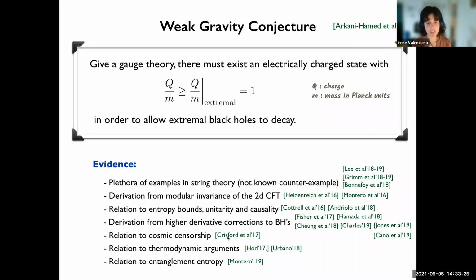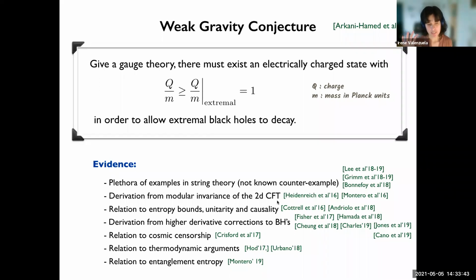So I think the only one which was not obvious was this modular invariance of the 2D CFT, but in an ongoing paper that Ben is going to publish soon, here shows also that it is associated to the extremality bound.